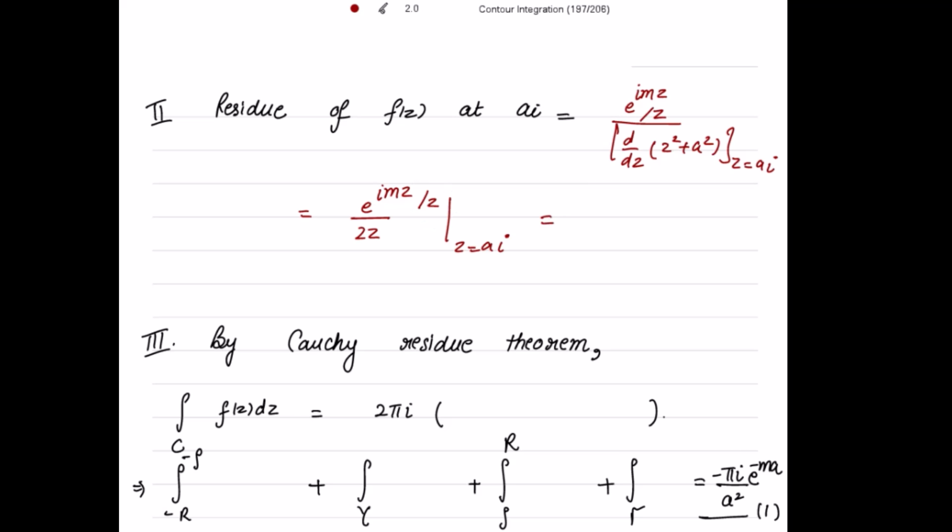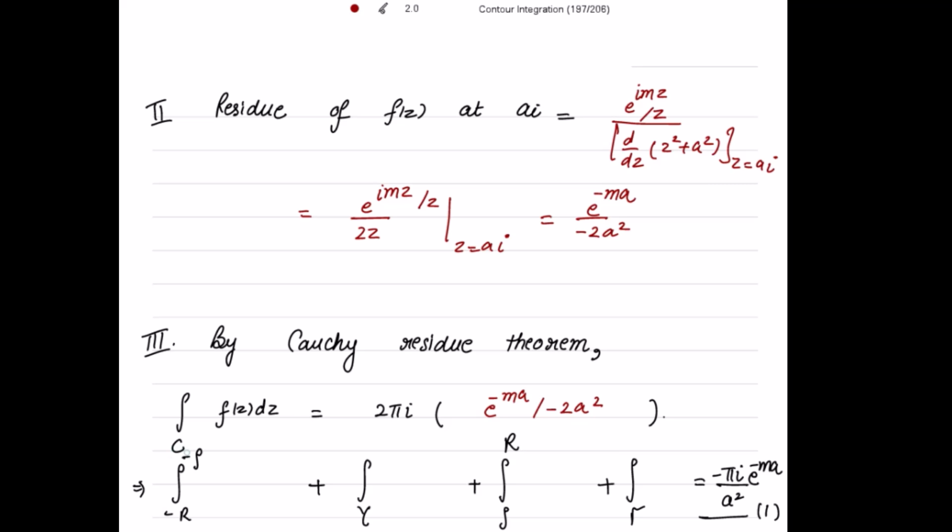We get e the power, this is a iota and iota square is negative 1. So this is e the power minus ma over minus 2a square. Very fine. Now next step is, by Cauchy's residue theorem, the integral over the whole contour f(z) dz is equal to 2 pi iota times the calculated residue, and that is e the power minus ma over minus 2a square.